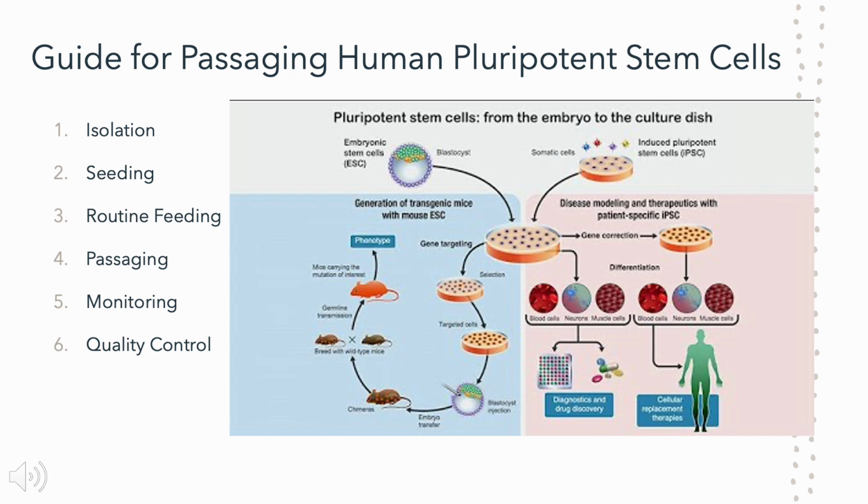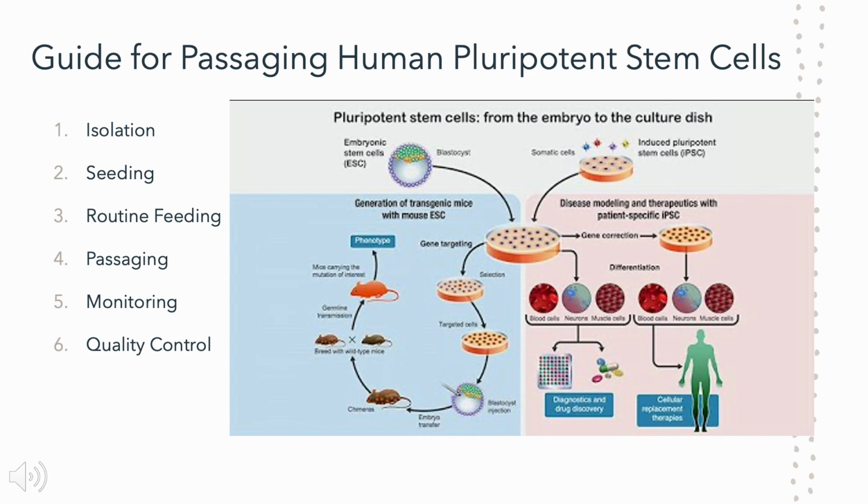Next, begin the seeding process by plating the pluripotent stem cells onto the prepared culture substrate, ensuring the medium is supplemented with essential growth factors such as bFGF. Maintain routine feeding by replacing the medium daily or as needed to provide fresh nutrients and growth factors. Monitor cell density to prevent overconfluency. Once the cell colonies reach an appropriate size, they can be passaged to maintain pluripotency and prevent differentiation.